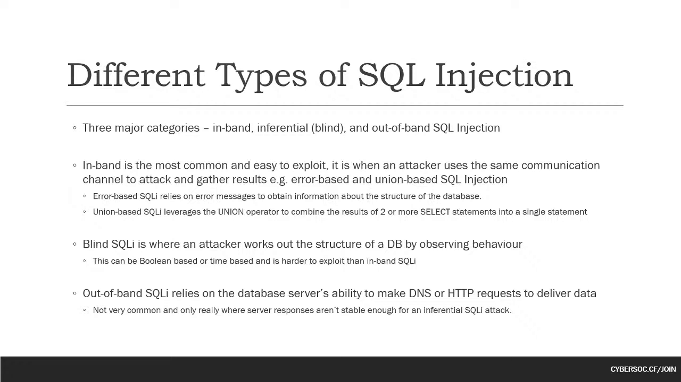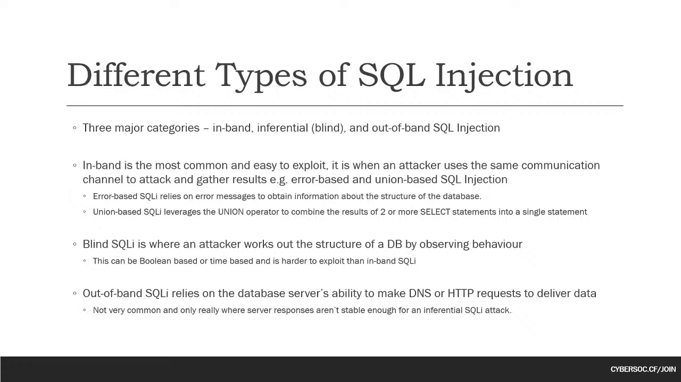So there's 2 main types of injection here for in-band. We have error-based SQL injection. This is where you try to force the database to give you an error back. What this can do is, in the error message, it can give you information about the structure of the database. And quite often, if you have a successful injection, the data you've extracted from the database will be returned in your error.